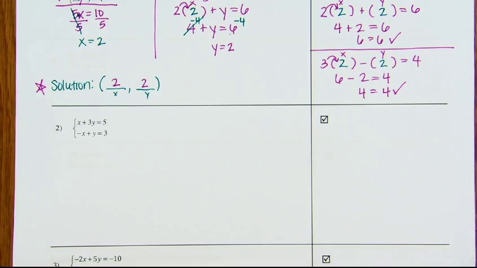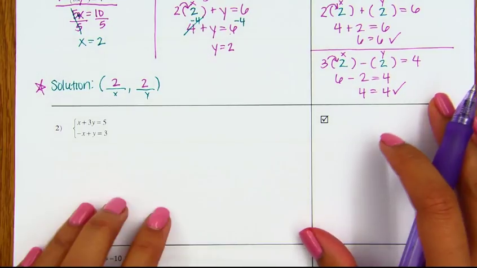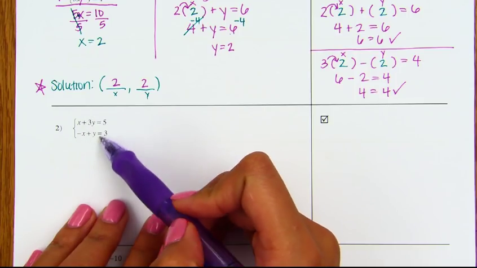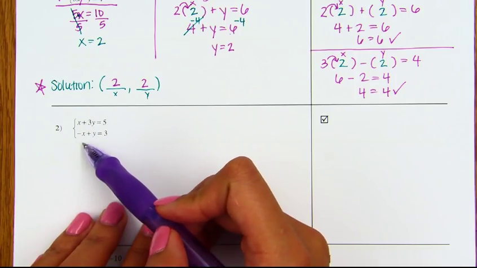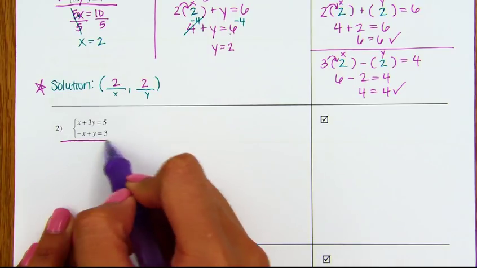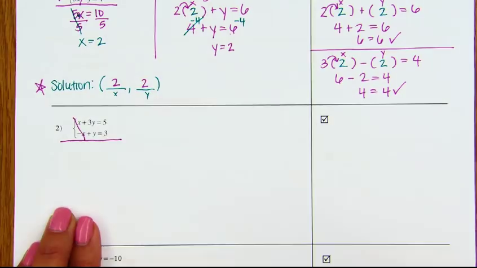Okay, so let's see how well we did. Because you've already done this, I am going to go just a little bit quicker. So first, I'm going to double check everything is set up nicely. The x's are lined up, the y's are lined up, so are the equal signs. With this given system, you're going to notice the x's cancel out nicely. So I'm going to go ahead and cancel them out, or in other words, eliminate. That's why it's called elimination.